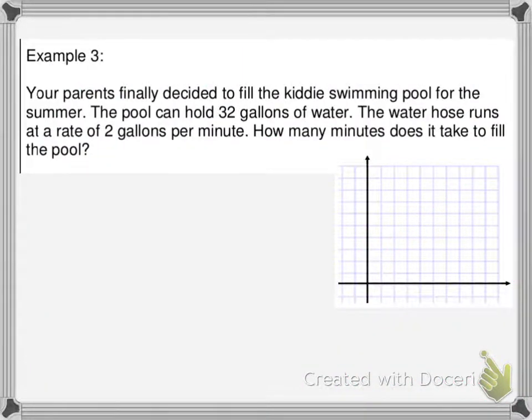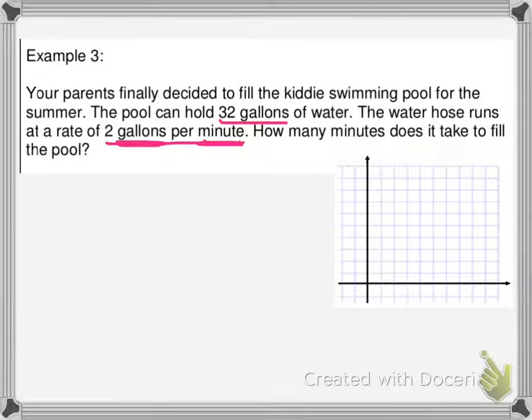And here's our last example. Your parents finally decided to fill the kiddie swimming pool for the summer. The pool can hold 32 gallons of water. The water hose runs at a rate of 2 gallons per minute. How many minutes does it take to fill the pool? So remember, with any of these types of problems, there are two variables or two quantities you're looking for. A key here is to look at the units. I see 32 gallons. I see 2 gallons per minute. So I'm thinking gallons and minutes might be my two variable quantities.